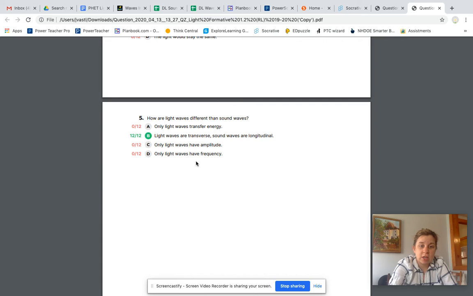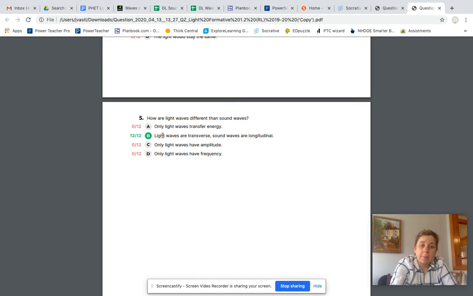And then the last question, how are light waves different than sound waves? I'm going to go through all these because I had a couple questions about this question. All waves transfer energy. It's not just light, okay? So it can't be A. C says only light waves have amplitude, and D is only light waves have frequency. Well, I just went over the sound formative, and you saw that we talked about both amplitude and frequency. You did the PhET simulation manipulating amplitude and frequency for sound waves. So it's not just light that has them, it's sound and light waves that have both amplitude and frequency.